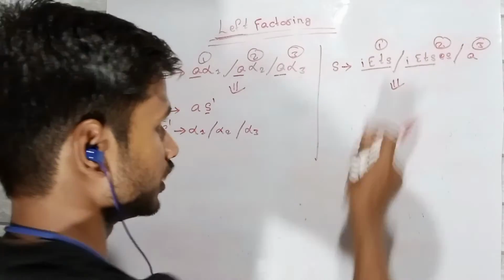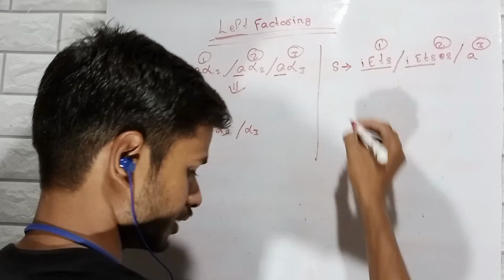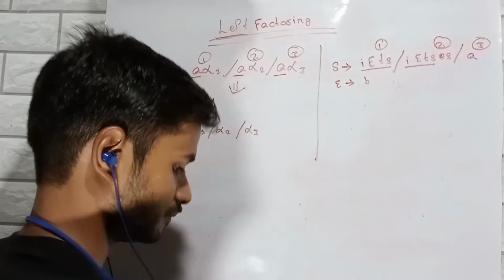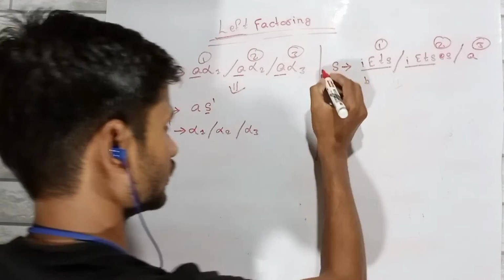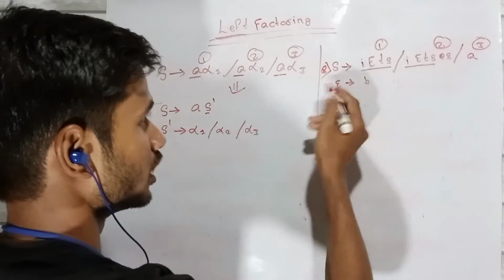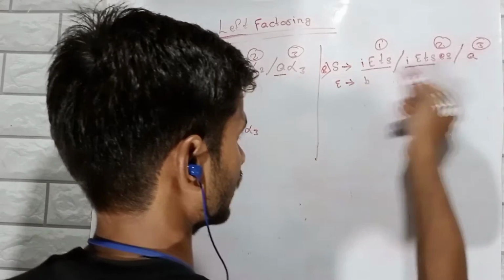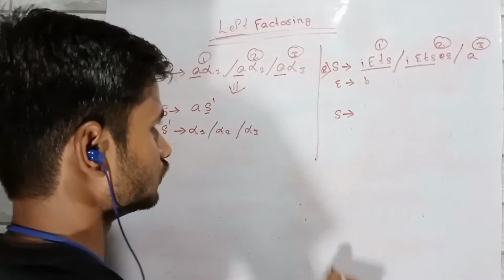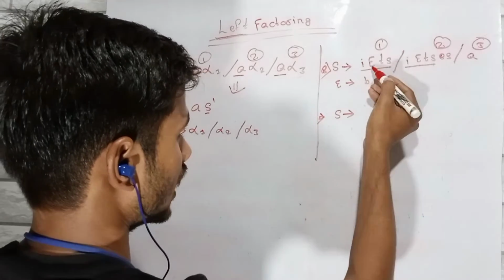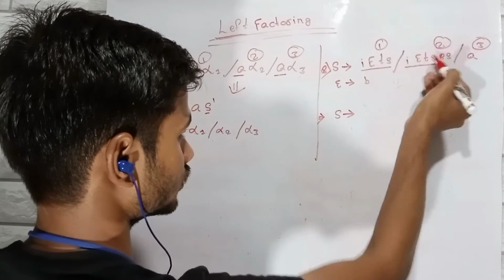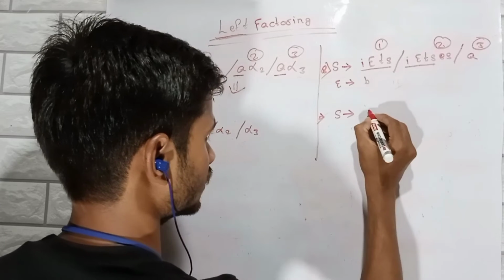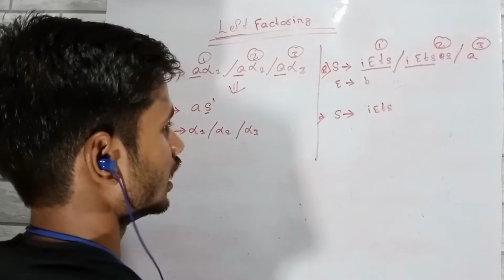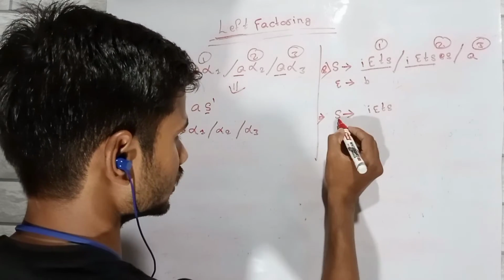In the question, the next term is one more term, that is E goes to b. That doesn't matter what the next term is. We have to remove the left factoring from the above grammar. For that I will write S goes to IETS, since IETS is contained in both productions. First I will write IETS and then a new symbol.